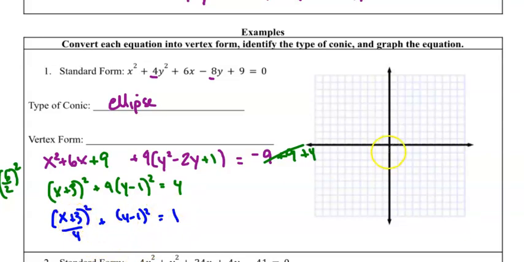It's got a center of negative 3, 1. Vertices go left, right by 2, because that 4 is a squared. b squared is 1, so my co-vertices are up and down by 1, and I can just sketch in my ellipse right there.